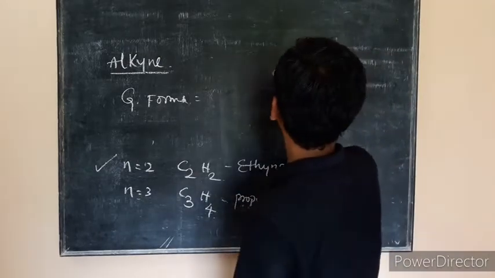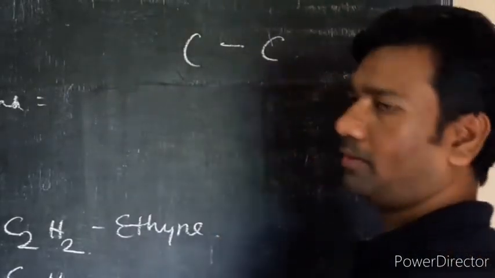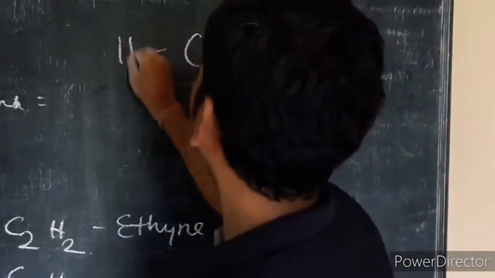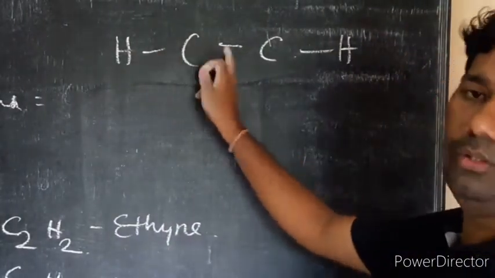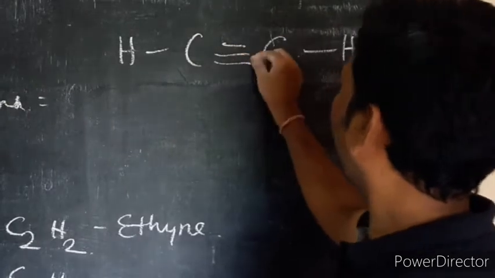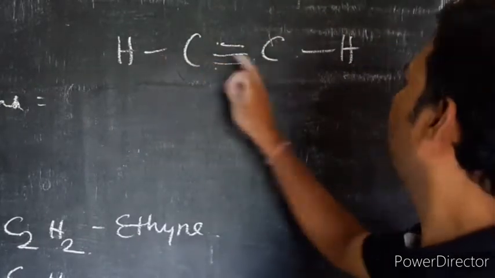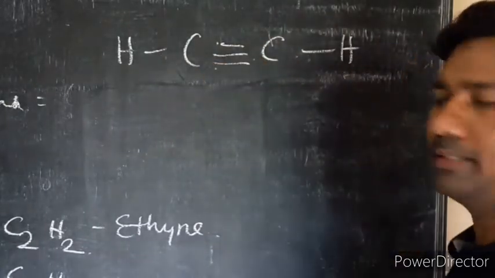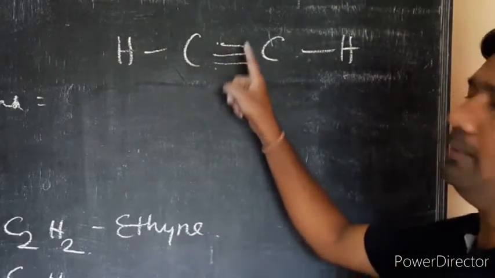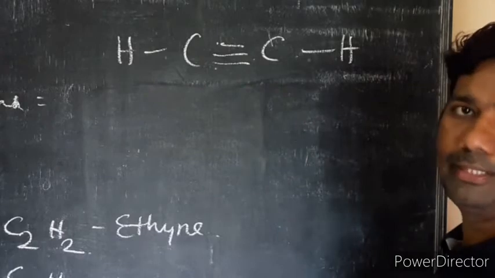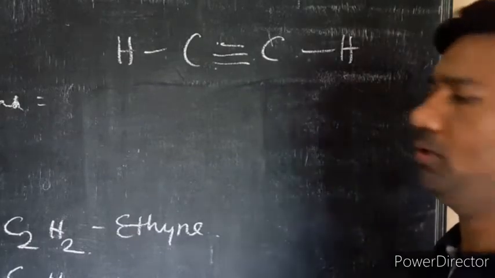For ethyne I will consider C2H2, with one H here and one H here. This is the carbon, only two. Here I will take 1, 2, 3, this is 4; 1, 2, 3, this is 4. This is the structure of ethyne. Between carbon and carbon there will be three bonds, so it is considered a triple bond.